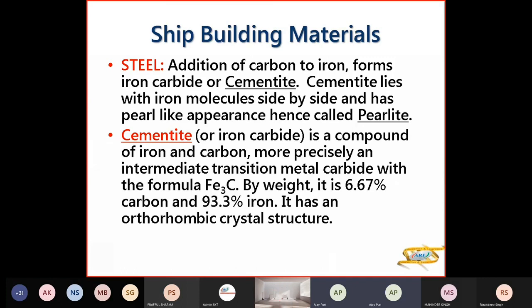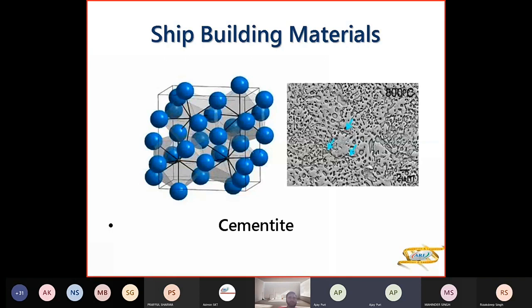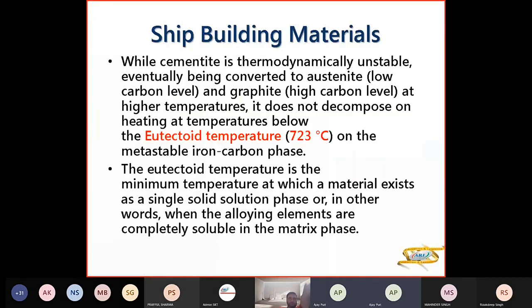Now the crystal structure is orthorhombic. Orthorhombic is because there is a center, you have carbon surrounded by iron atoms, like this. That is orthorhombic. Now cementite is thermodynamically unstable. So if you heat it, it will change. The temperature where it changes is known as eutectoid temperature, where your change of the appearance takes place.